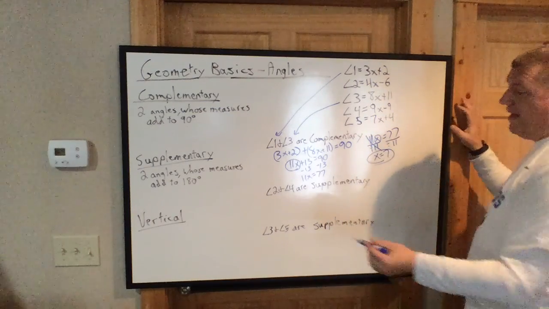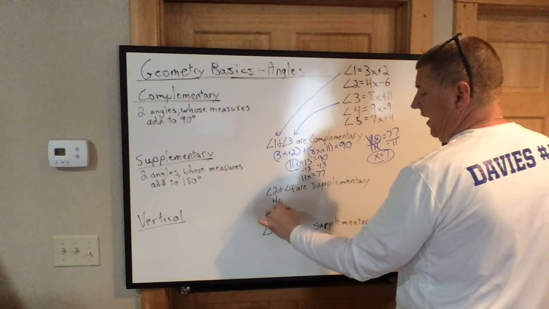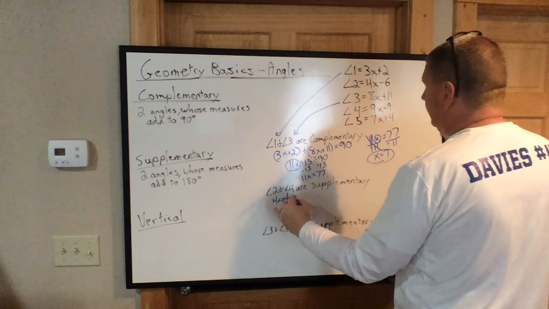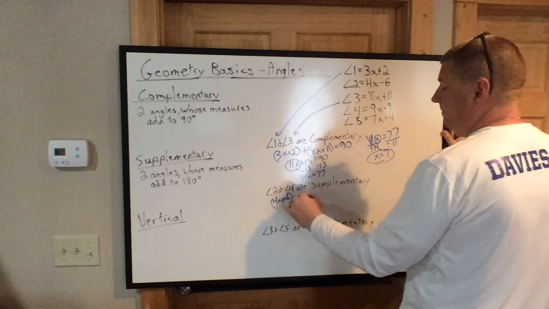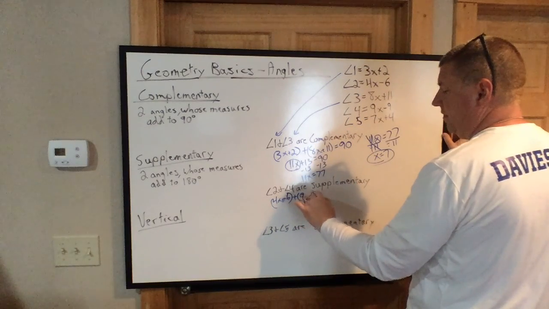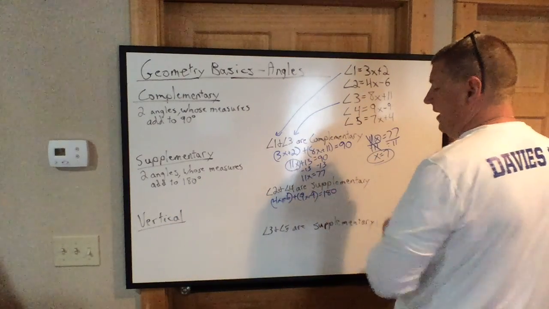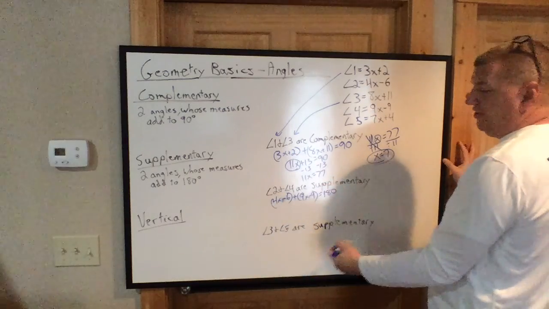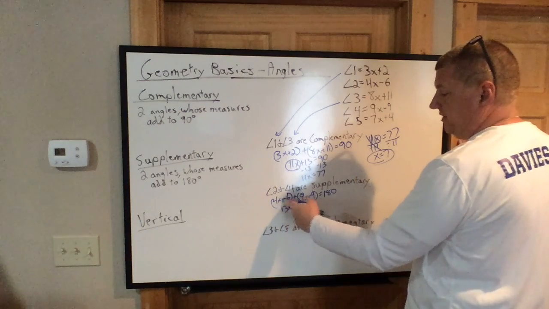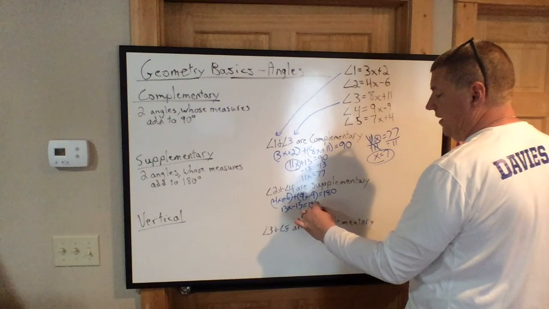In our next one, it talks about angle 2 and angle 4. So angle 2 is 4x minus 6, plus angle 4, which is 9x minus 9, equals supplementary, which is 180 degrees. So again, like I did on my previous example, combine my like terms. 4x plus 9x gives me 13x. Minus 6 minus 9 gives me minus 15, equals 180 degrees.